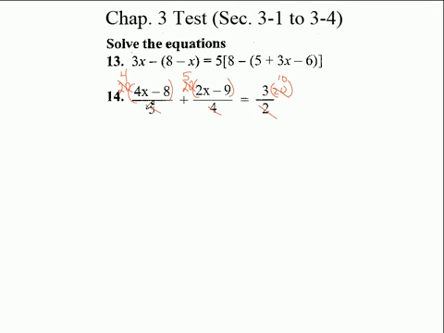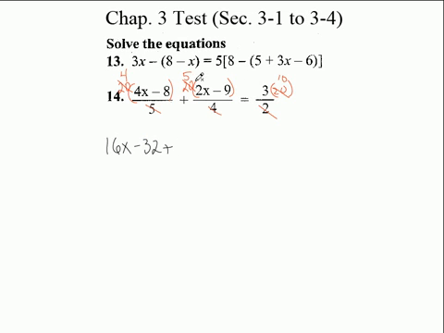Look what happened to our denominators. They all canceled out. They all went away. So now all I got to do is clean up this mess a little bit and multiply everything through. And then we have a straight up regular algebra problem. So let's do this. It's going to be 4 times this stuff right here. It's distributive property. So it's 16x minus 4 times 8, which is 32.